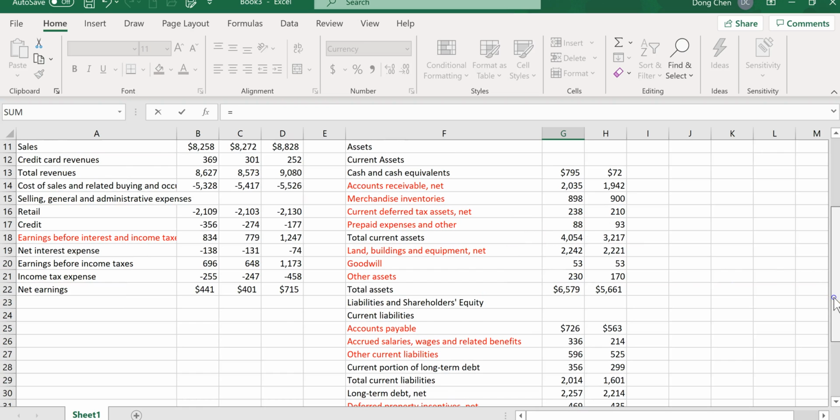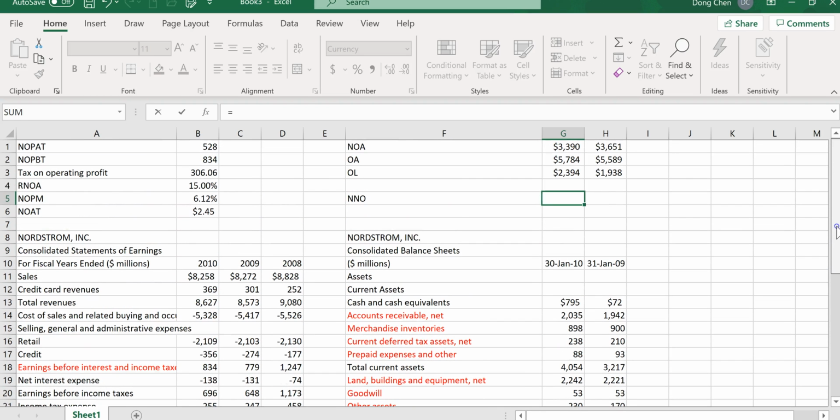So the order here is just the opposite of the order to calculate the net operating asset. Because in calculating the net operating asset, we take the difference, we subtract the operating liabilities from the operating asset. But in calculating the net non-operating obligations, we actually subtract the non-operating asset from the non-operating liabilities. So that's what we need to pay attention to.